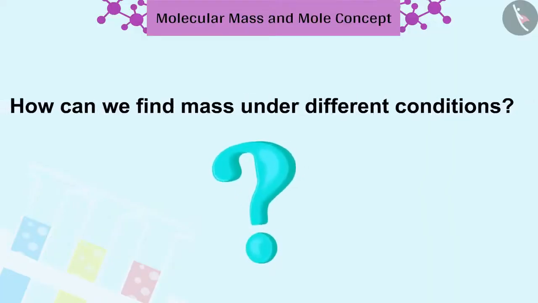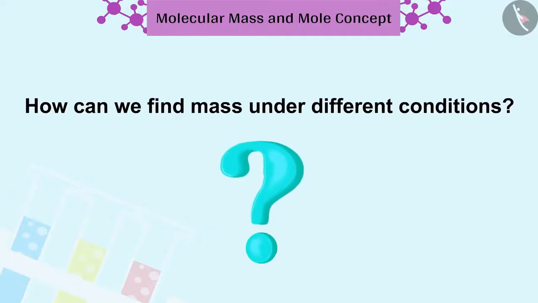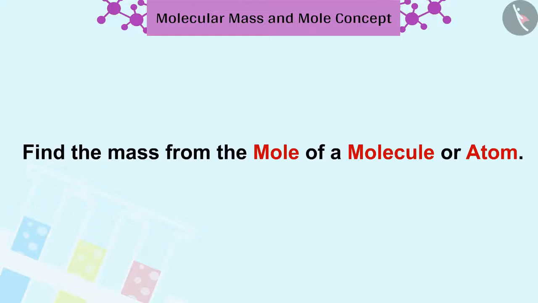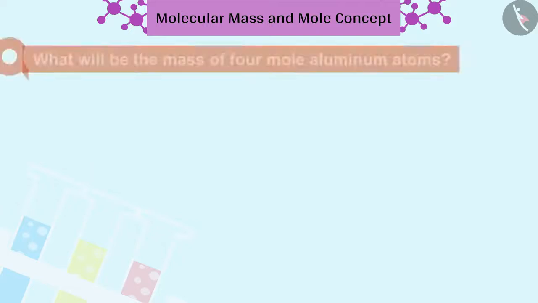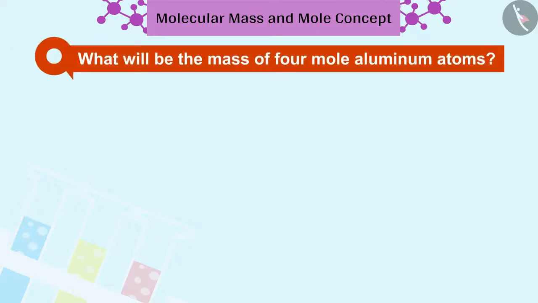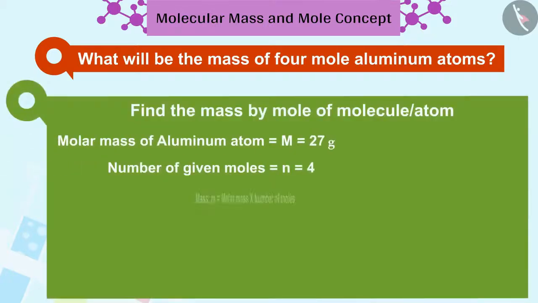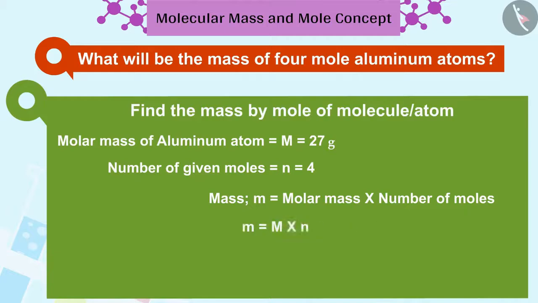Now we will see how we can find mass under different conditions. First, we will learn to find the mass from the mole of a molecule or atom. Let's see what will be the mass of 4 moles of aluminium atoms. To find this, we will multiply the molar mass of the aluminium atom by the number of moles. In this way, the mass of 4 moles of aluminium atoms is 108 grams.